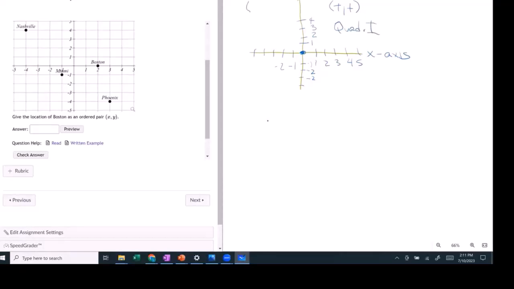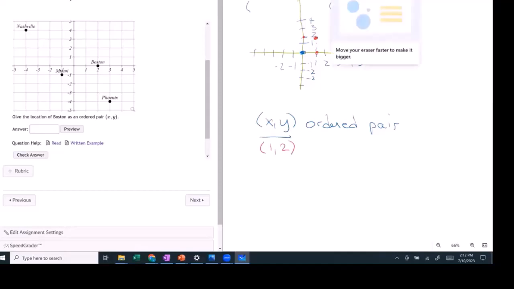We always write x comma y as an ordered pair. It's called an ordered pair because it has an order. X always comes first, y always comes second. And it's a pair because there's two, obviously. If I wanted to put a point at 1, 2, I would go x, here's x is equal to 1, and here's y is equal to 2, and where they meet is the point 1, 2. And that's what we're looking always to graph.